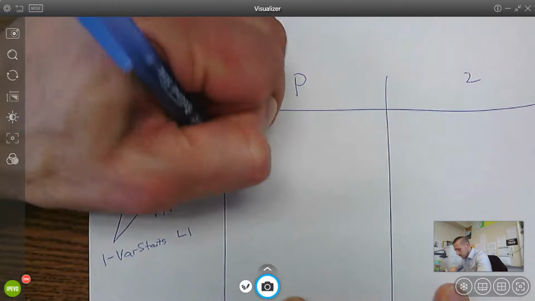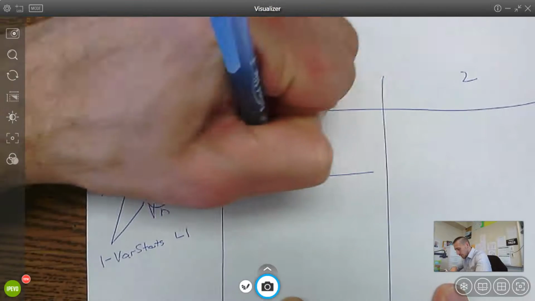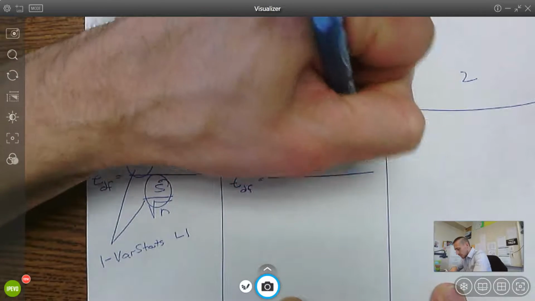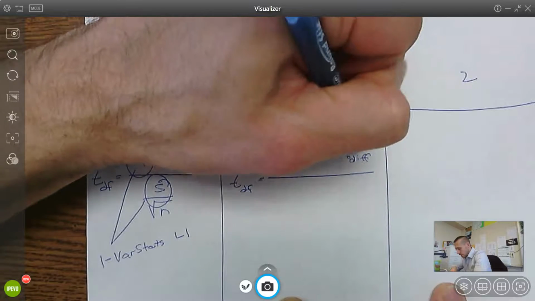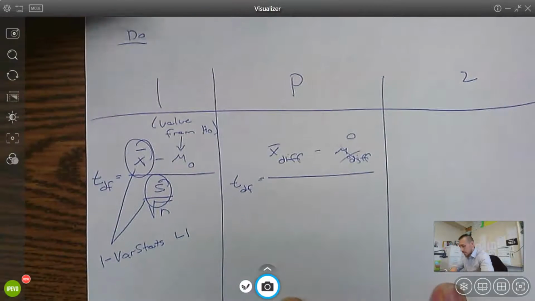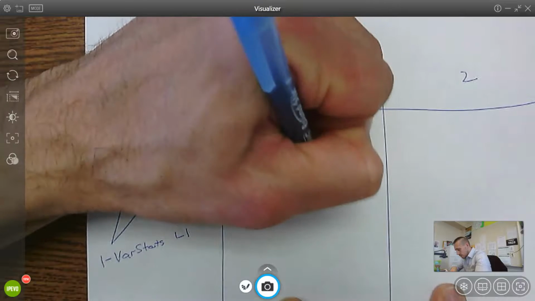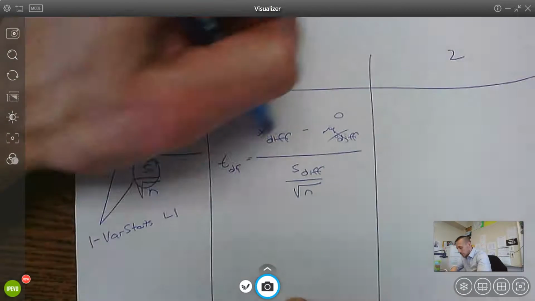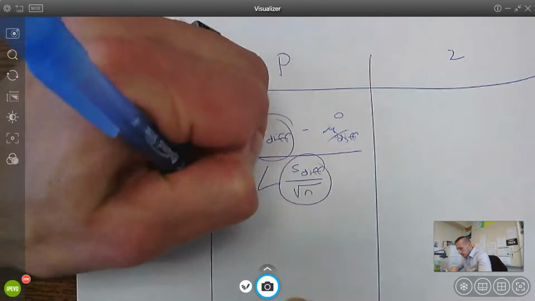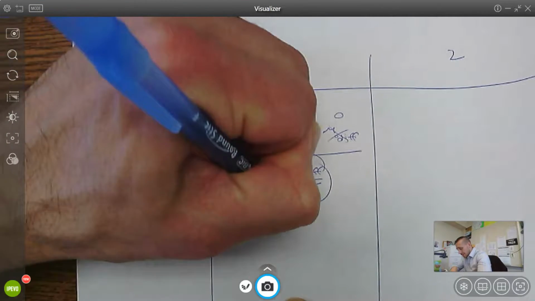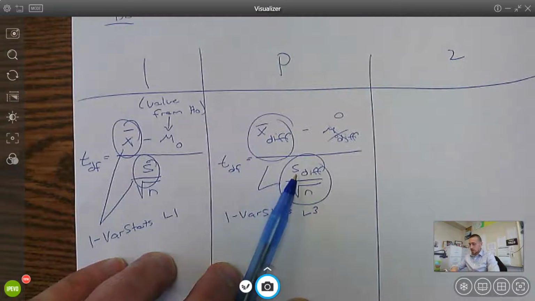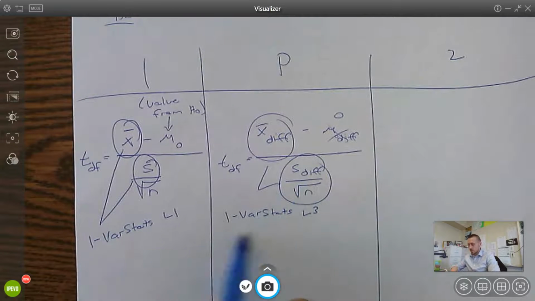Paired, it's going to look really familiar. Same thing, except this is going to be the mean difference minus the null difference, which is in almost all instances 0 from the null hypothesis, divided by the standard deviation of the differences over the square root of the sample size. As we talked about with the plan step, you're going to have a list of the differences, like list 3. To get the sample mean difference and the sample standard deviation of the differences, you're going to do one variable statistics on list 3. You don't need to run that to get the sample size.